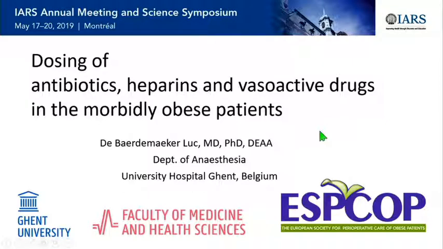Dear colleagues, what do we know about drug dosing in the obese? Well, when it comes to our hypnotics, opioids, and neuromuscular blocking agents, we know that we shouldn't use total body weight. We use dosing scalars: ideal body weight, corrected body weight, lean body mass. But what about often life-saving drugs such as antibiotics, heparins, vasopressors?